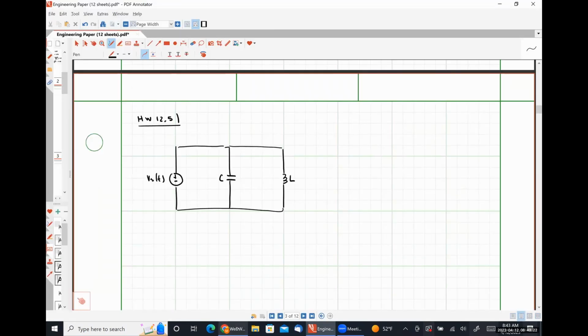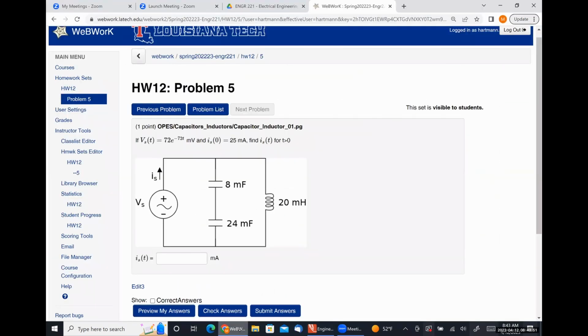We are told that this is our direction for Is of t. So I believe we are given Vs of t is a known quantity. And once again, it's a time varying quantity. And we are given Is of 0. What we want to find, if I am not mistaken, is Is of t. Yep, so we're given Vs, we're given Is at 0, we're asked to find Is for t greater than 0. We have the value of our capacitor and we have the value of our inductor.